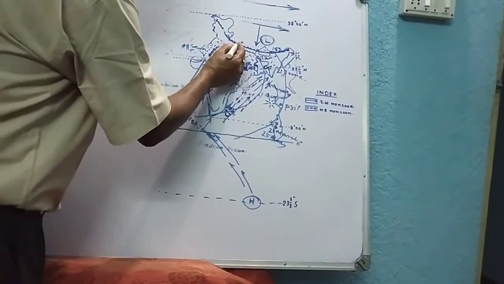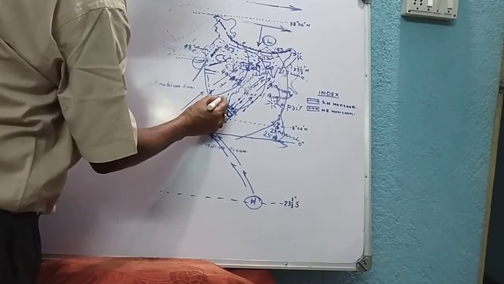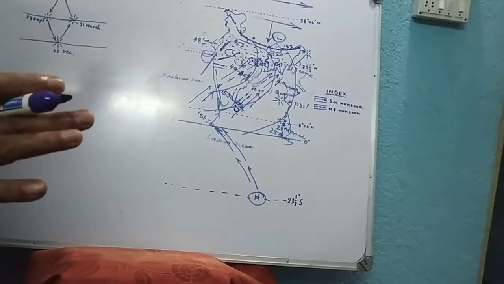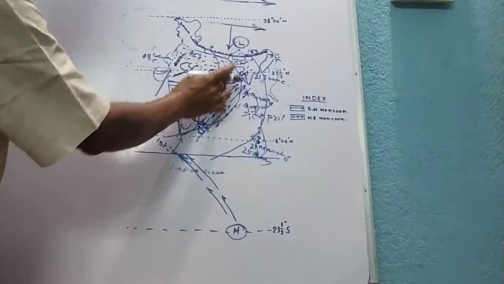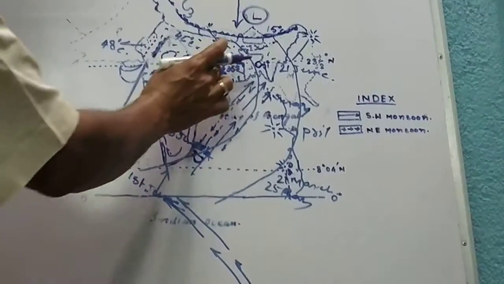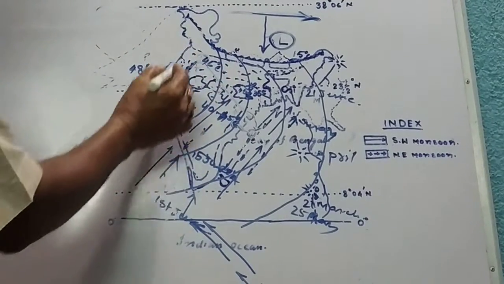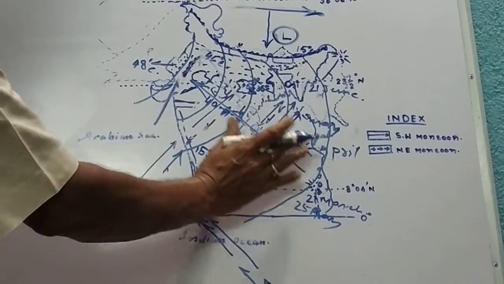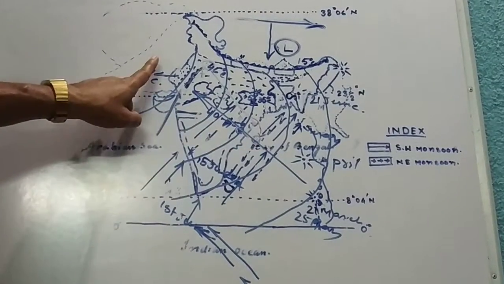Next, 15th June. Look at the map. West Bengal also receives rainfall during the second week of June. This is your monsoon axis. In this way, the rainfall is received by the total Indian territory.